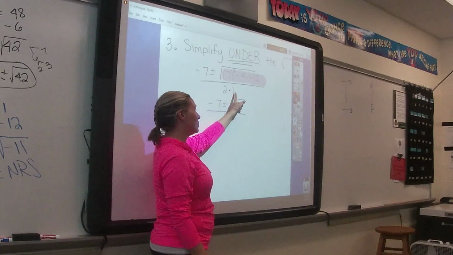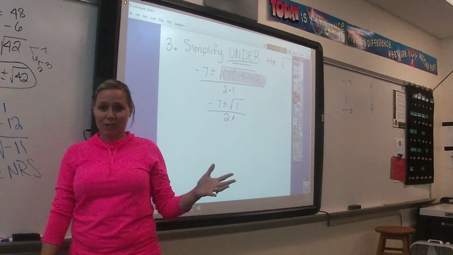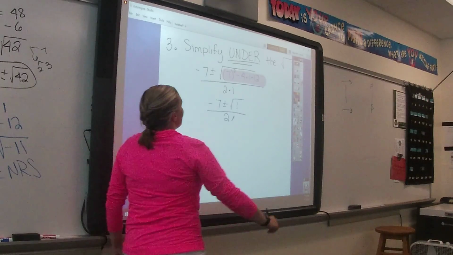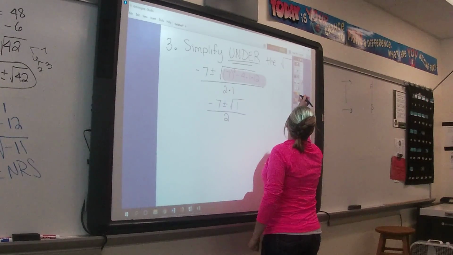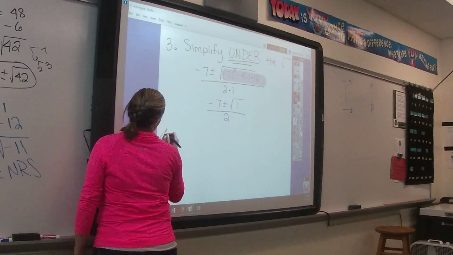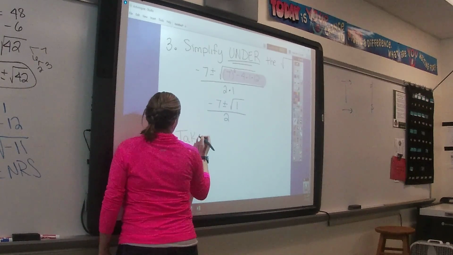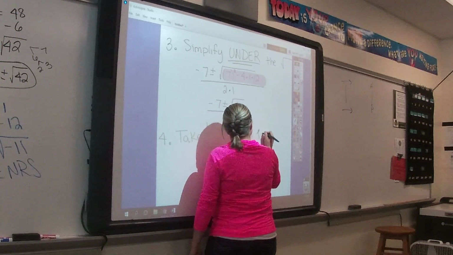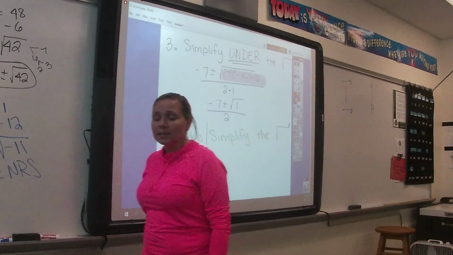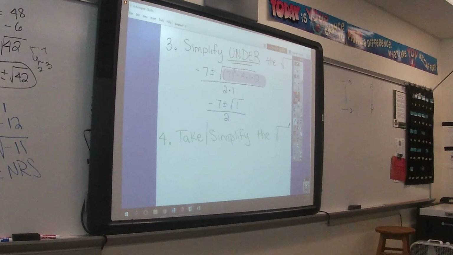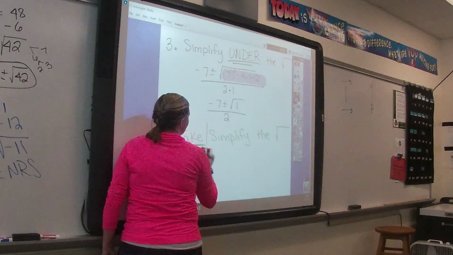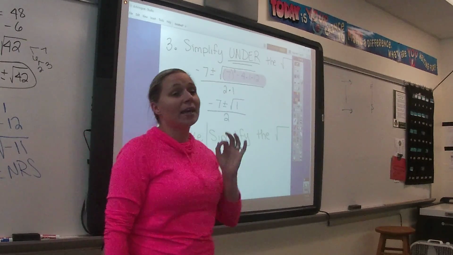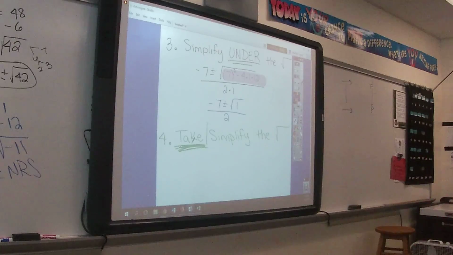Are we okay with me just saying 2 times 1 is 2, and not writing down a separate step for that? Your next step is either going to be to take the square root or to simplify the square root. And class, I like to put this together in one step because I cannot stress the fact that you should check and see if it is a perfect square first.